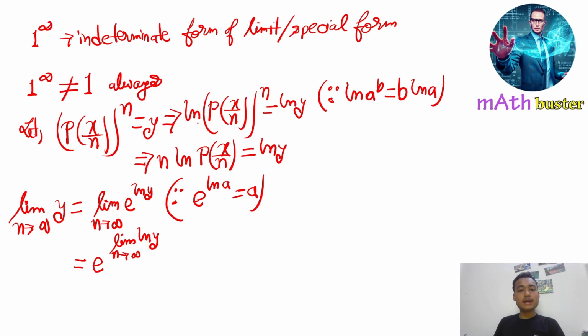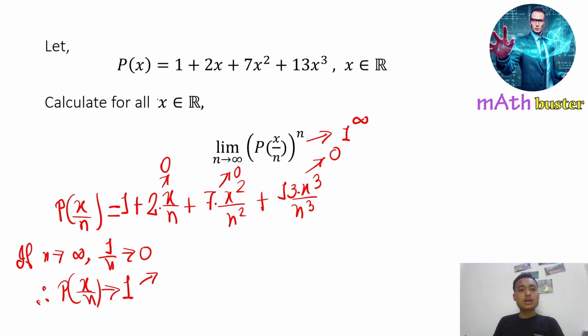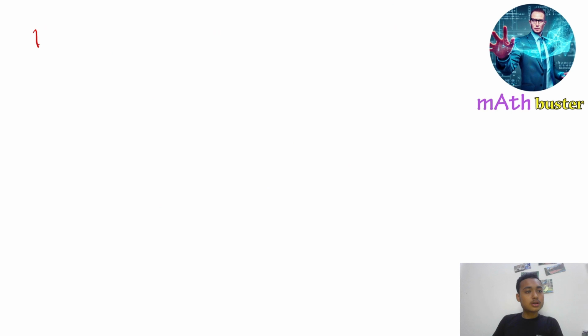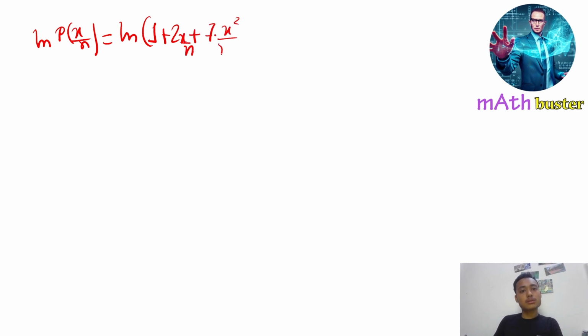And this becomes, see, ln of p of x by n is what? Ln of p of x by n is nothing but ln of 1 plus twice x by n plus 7 into x squared by n squared plus 13 into x cubed by n cubed. If we differentiate this with respect to n, what will we get?